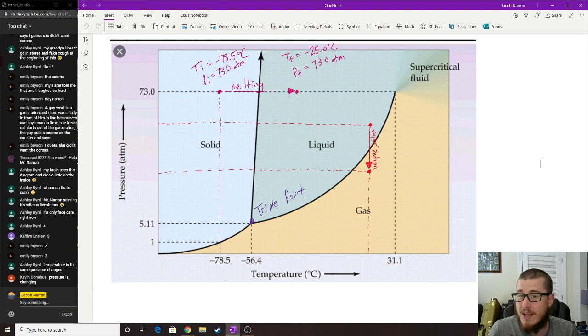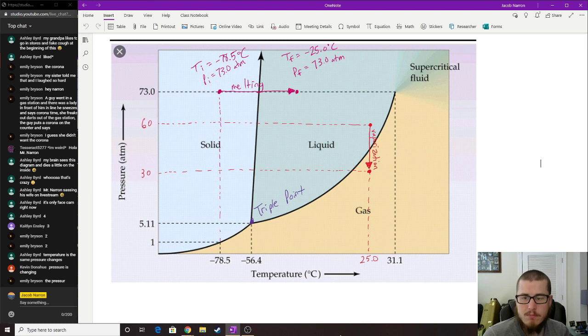I'm just going to have to make up some numbers because they don't give me a lot of numbers on here. Not super difficult. I know my temperature has to be something less than 31.1, so let's just make it 25. I'm just making up numbers. That's acceptable. And then for pressure, I know it has to be less than 73 and more than 5. So let's make that 60. Let's make this 30. There we go. So that's 60 atmospheres to 30 atmospheres.